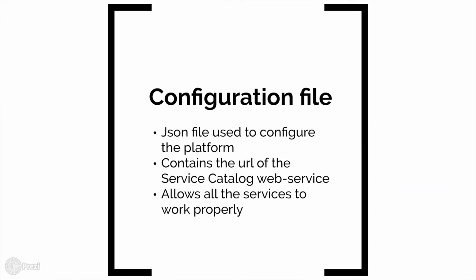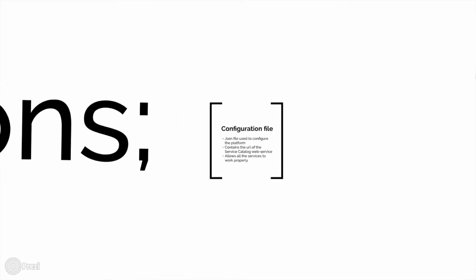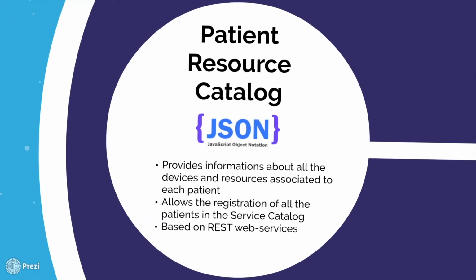The URL address of the Service Catalog API is contained in a configuration file, a JSON file used to configure the platform and to allow the proper working of all the microservices. The Patient Resource Catalog is a JSON file used to provide information about all the devices and resources associated with each registered patient. It is also based on REST web services.